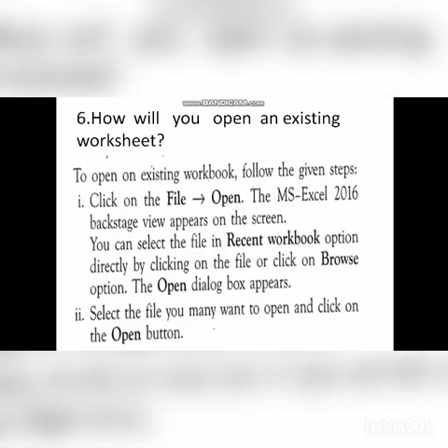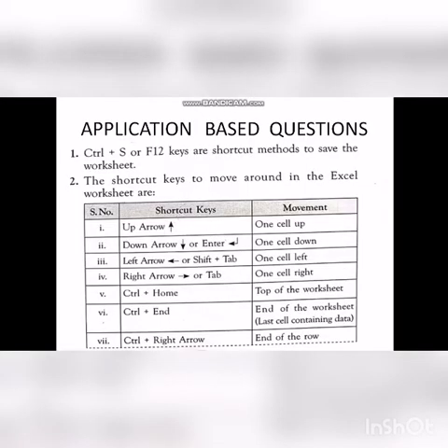Next, sixth question, how will you open an existing worksheet? In the fill-ups and multiple choice questions we studied, Ctrl+O key is the shortcut key. Here, one paragraph is given. To open an existing workbook, follow the given steps. Click on the File, Open. The MS Excel 2016 backstage view appears on the screen. Now you select the file in the recent workbook option directly by clicking on the file or clicking on the browse option. The open dialog box appears, and next you select the file you want to open and click on the open button. That's all about the answer the following.